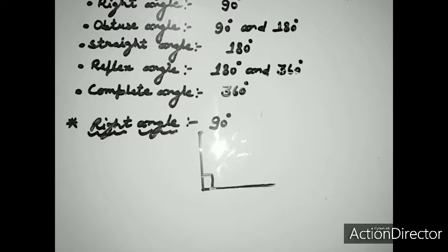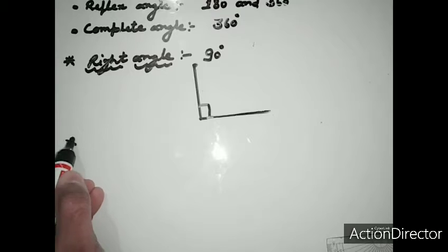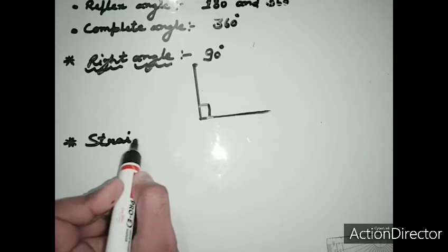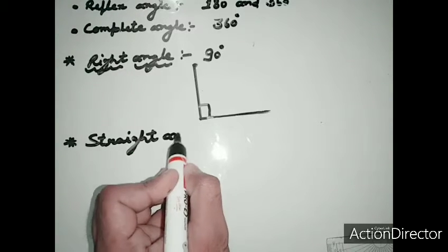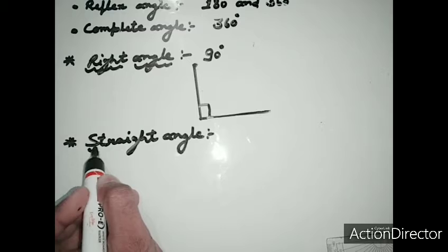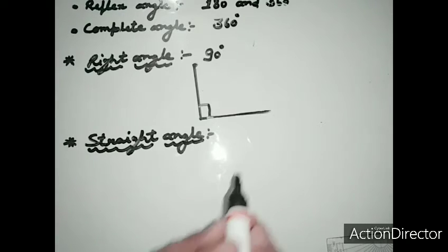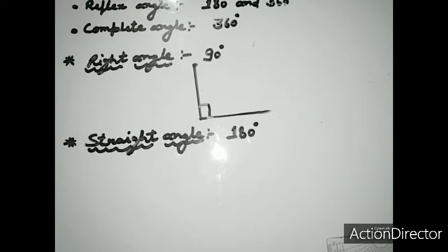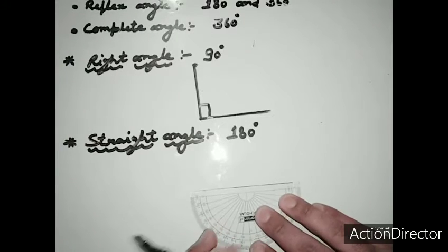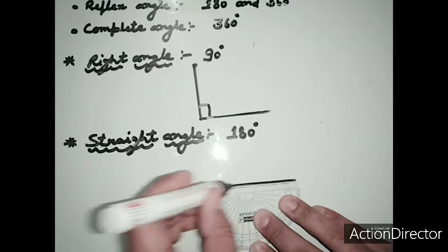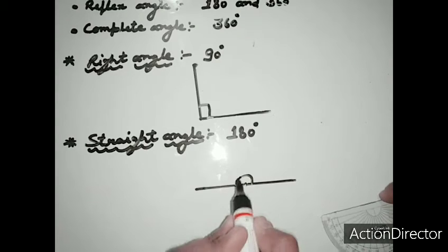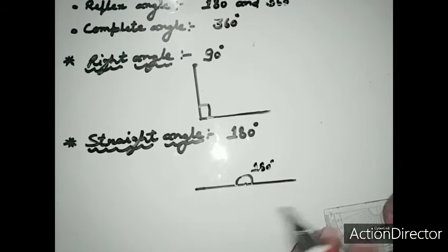Now here we discuss about straight angle. So what is straight angle? Angle which is exactly 180 degree is known as straight angle. Now how do we draw a straight angle? So here we draw a straight line, right, and here we put one point. So this angle is known as 180 degree.